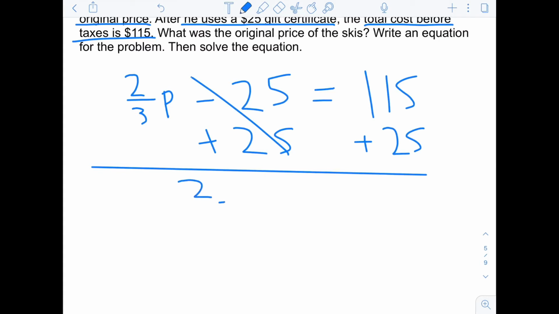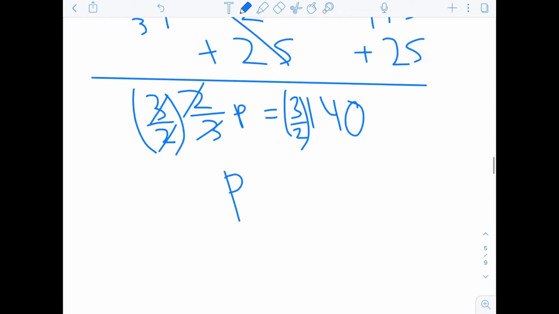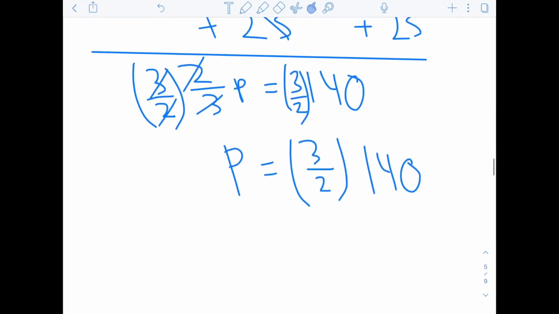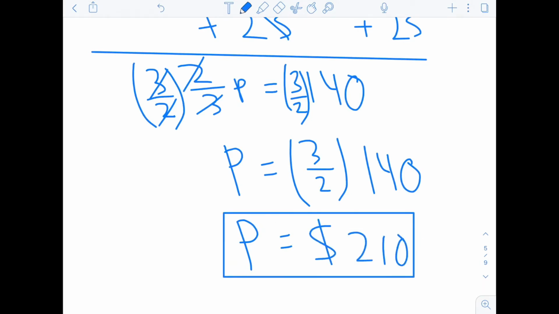To solve this, let's add 25 to both sides to cancel it out. And you'll be left with 2/3 p equals 115 plus 25, and 115 plus 25 is 140. And to cancel out the 2/3, we can multiply by the reciprocal, which is 3/2. So that's going to cancel out, and you're going to be left with p equals 3/2 times 140. And 3/2 times 140 is 210. So the original price of the skis was $210.